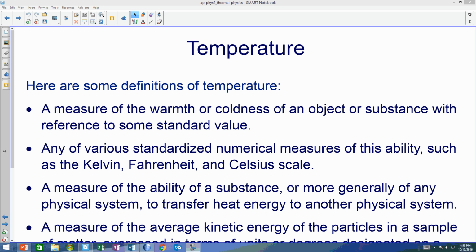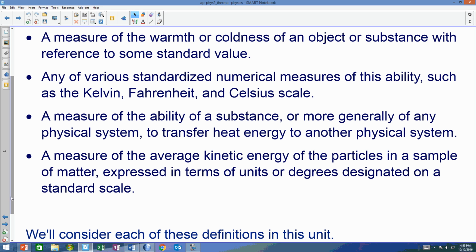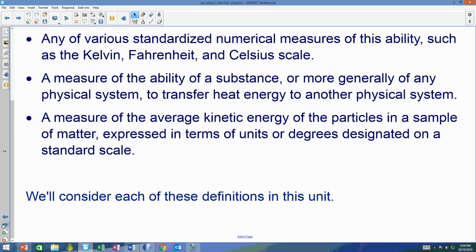It's a measure of the warmth or coldness of an object or substance with reference to some standard value. Any of various standardized numerical measurements of this ability, such as Kelvin, Fahrenheit, and Celsius scales. It's a measure of the ability of a substance, or more generally of any physical system, to transfer energy to another physical system. It's a measure of the average kinetic energy of the particles in a sample of matter, expressed in terms of units or degrees, designated on a standard scale. We will consider each of these definitions in this unit.